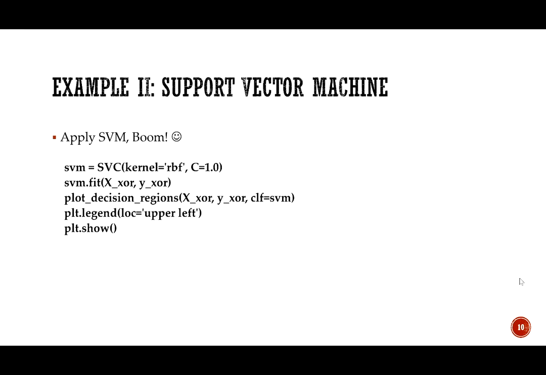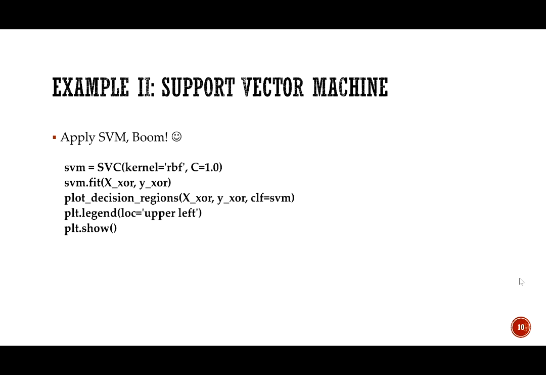Now we can apply the support vector machine. So we call SVC and then we pass 2 input arguments. The first is the kernel. One of the most commonly used nonlinear kernel functions is the radial basis function, RBF. And then the other one is the regularization parameter C. Then we can apply the fit method to x and y, and we call the plot_decision_regions function to visualize the decision boundaries and the result of the support vector machine, and we show the plot.